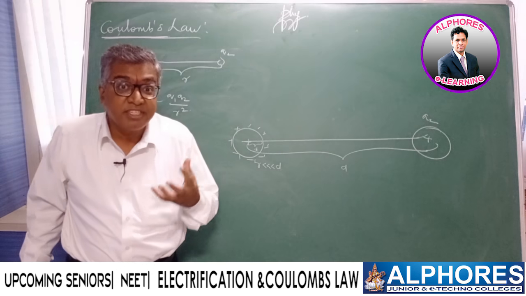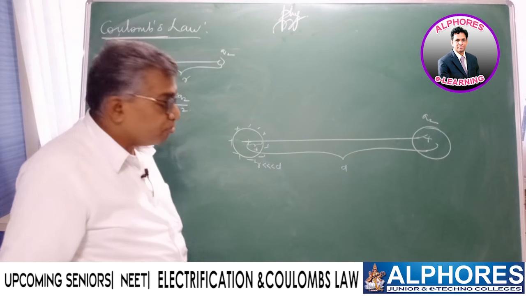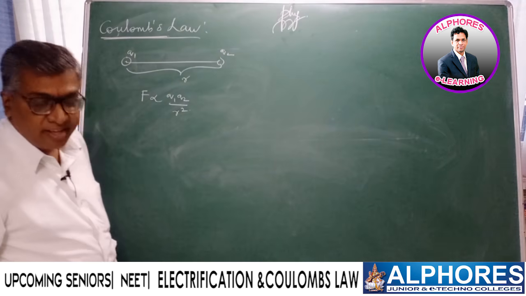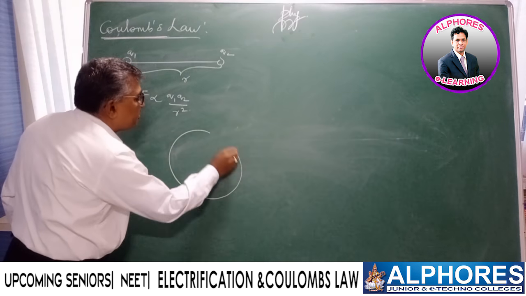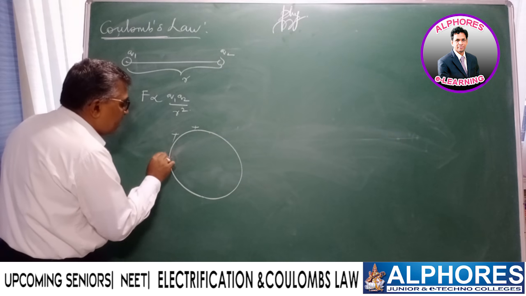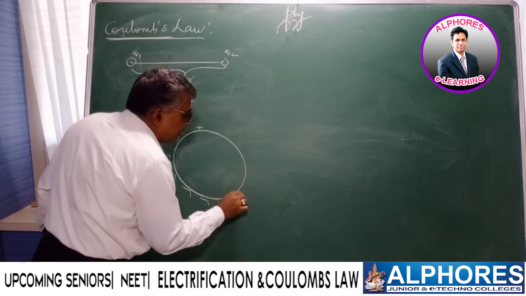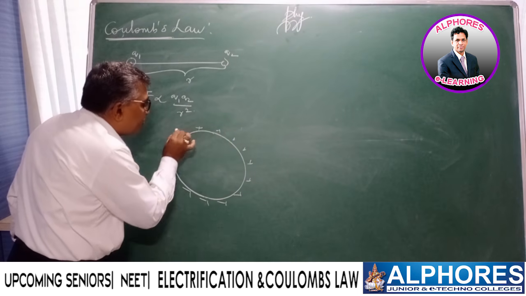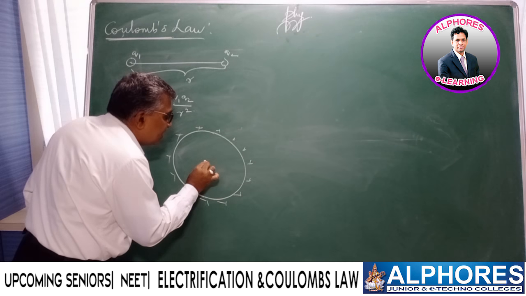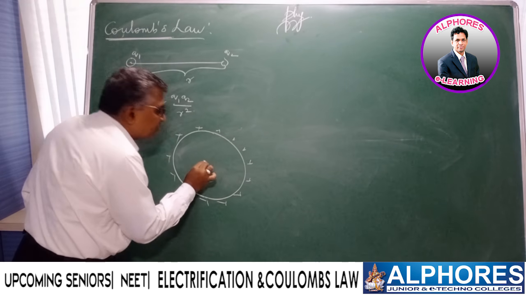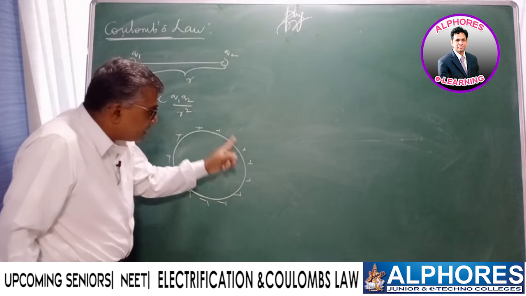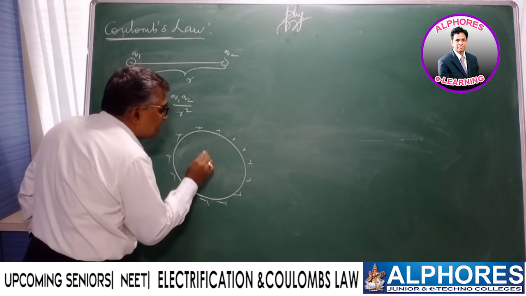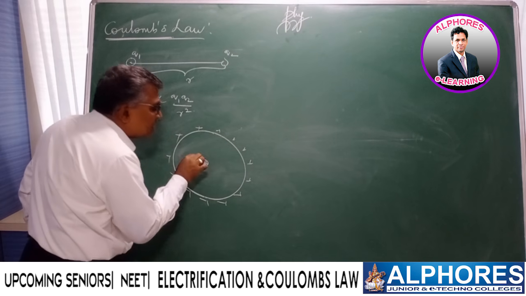Now what happens if it is not a point charge? If it is a big charged conducting sphere, then how do you apply it? Luckily, whenever a big charged sphere is considered, with charge uniformly distributed on a conducting sphere, the center of all the charge lies at the center of the charged sphere. The center of the charge coincides with the center of the sphere. So you can assume all the charge is concentrated here. This is called the center of charge.